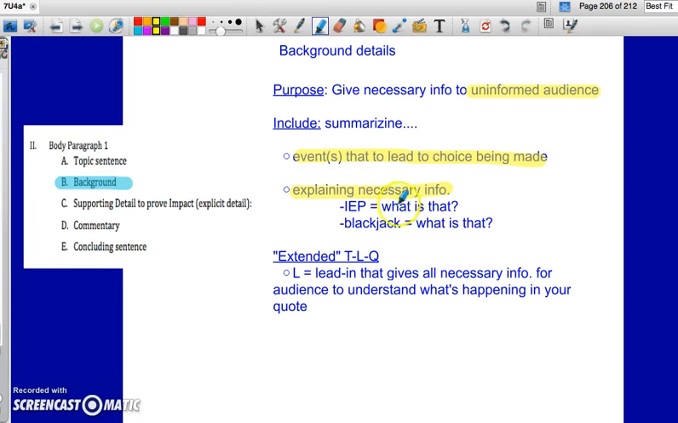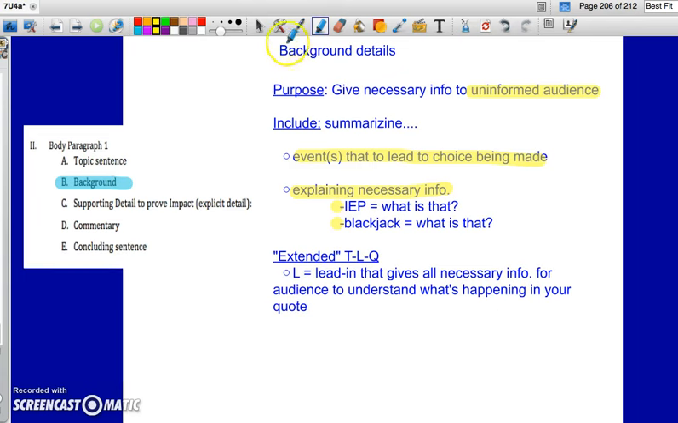For an example, an IEP. Well, what is that? It's an individualized education plan, and explain very briefly why it's needed in this story. A blackjack. Again, what is it? You can say like a blackjack, comma, a weapon, comma, just very quickly giving information to your reader.